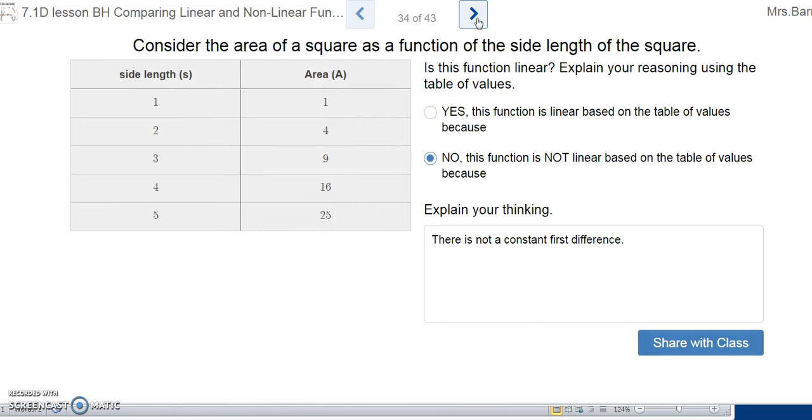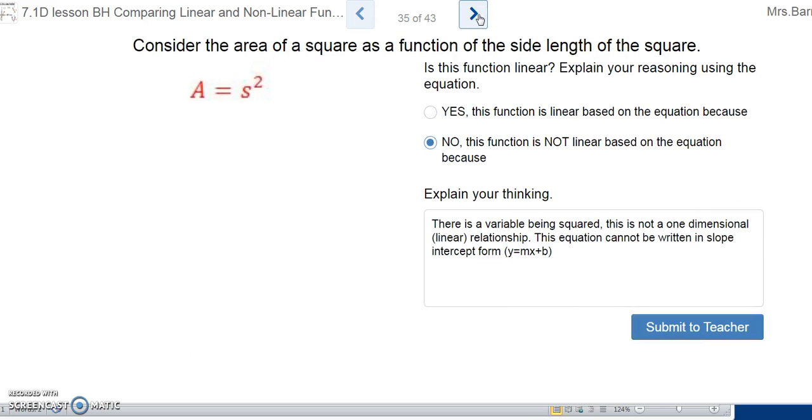Let's keep going. Taking a look at the table, does this table represent a linear function? No, there's not a constant first difference in the table. Let's be a little more specific in the table of values. Oops. You can always go back and edit your responses to make them better.